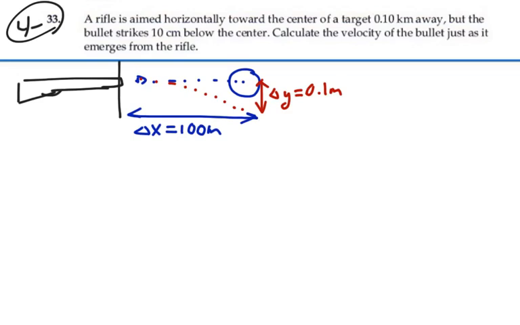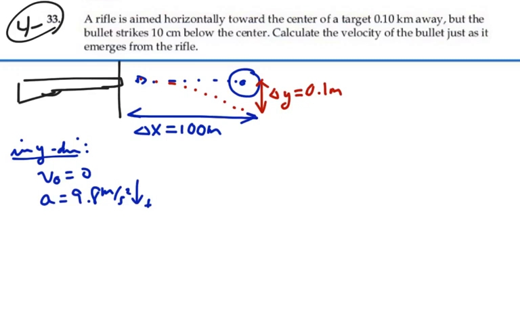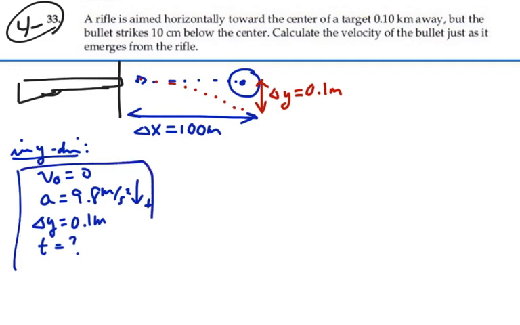Okay, and so we wish to use this information. Now in the y direction, what do we have going on? Well, our initial velocity is 0. Our acceleration is a positive 9.8 meters per second squared, so we assume that down is positive. Our displacement in the y direction is going to be 0.1 meters, and we don't know time, but that's what we can find. So here are 3 kinematic variables, and we can find the time to the target.